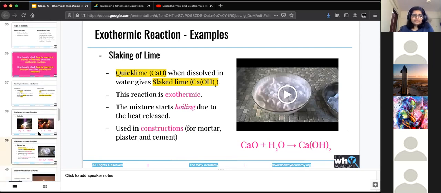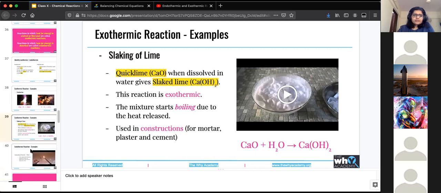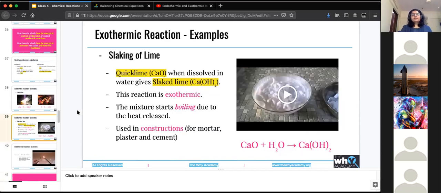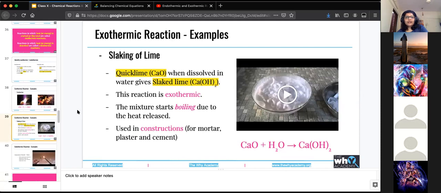Okay, next. All right, before we get to endothermic reaction, can you give me an example of an exothermic reaction that is happening inside living organisms? It's respiration. Why is respiration exothermic? Dhruv? It gives up energy.